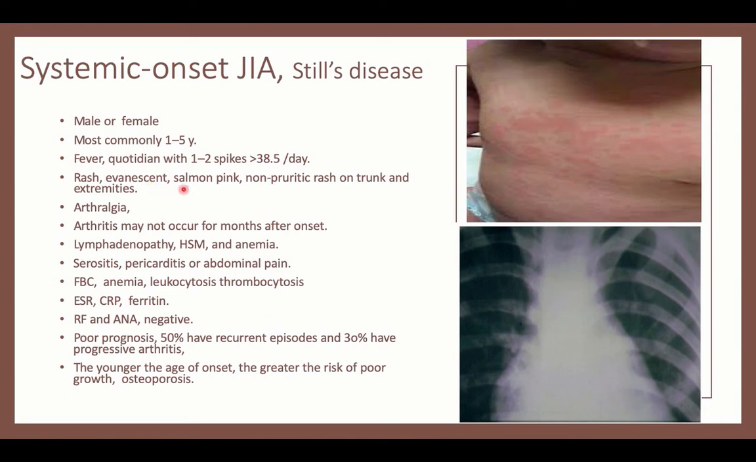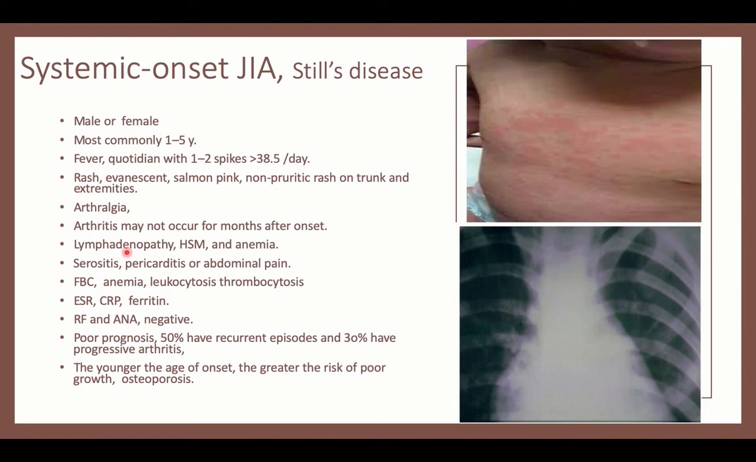the rash appears. This rash is salmon pink, non-pruritic, and located on the trunk and on the extremities. The systemic onset can be associated with arthralgia only rather than arthritis. Arthritis may not occur until months after onset.